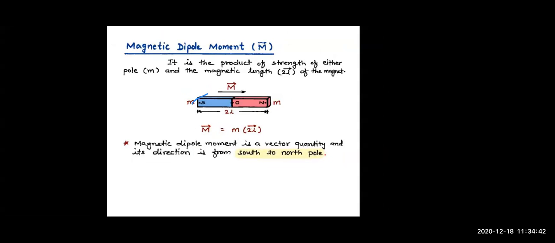Magnetic dipole, we understood, is a system which consists of two poles of equal strength and they are of opposite nature.